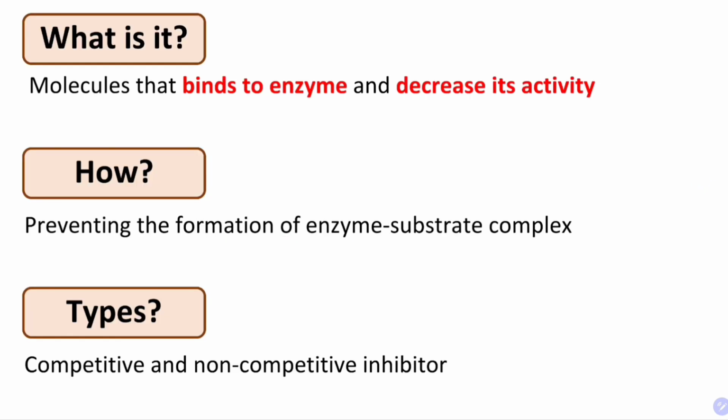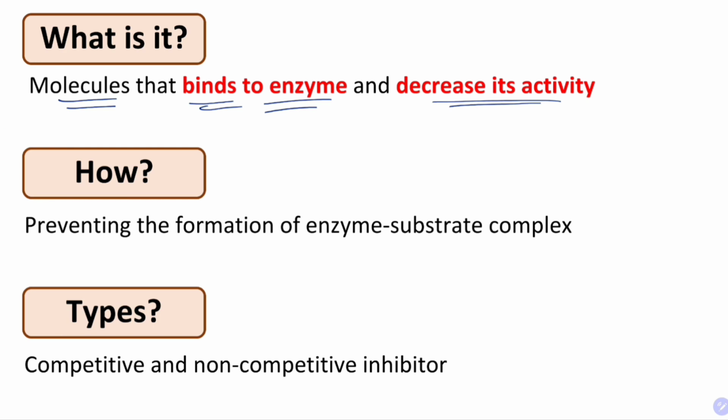So what is inhibitors? So inhibitors are any molecules that bind to the enzyme and decrease its activity. So boleh anggap dia sebagai the opposite of cofactors. So kalau cofactors tadi adalah yang akan tolong to activate the enzyme. Tetapi kalau inhibitor ni adalah the opposite. Dia akan bind to the enzyme, still bind to the enzyme, cuma function dia is to decrease the activity of the enzymes.